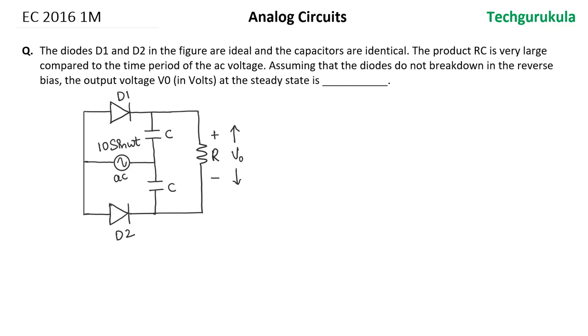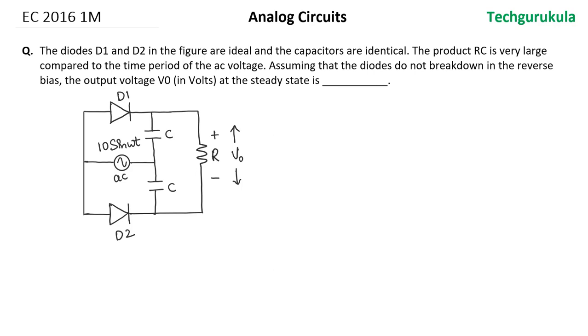This question came for 1 mark in EC GATE 2016. The diodes D1 and D2 in the figure are ideal and the capacitors are identical. So the circuit is shown here. The product RC is very large compared to the time period of the AC voltage, which means we can neglect the discharge or droop in the voltage.